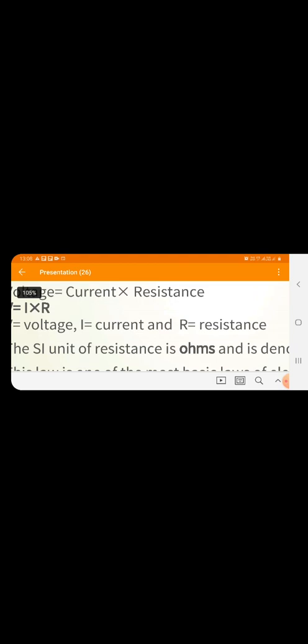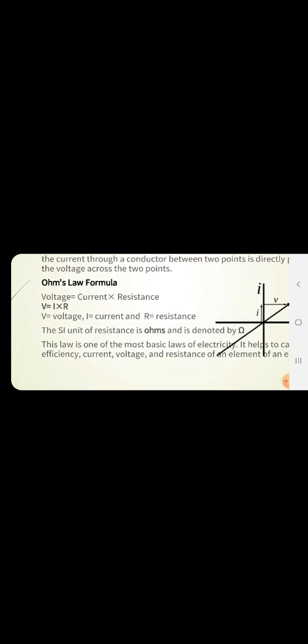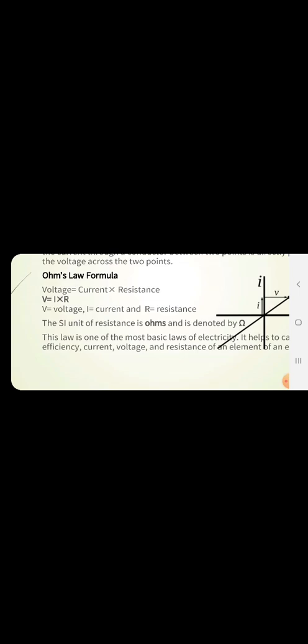So from this relation, V is equal to IR stands as a very suitable relation for any problems in which you need to find the current or resistance. If two terms are known, that means R and V are known, then you can find out I, or sometimes V and I are known, you can find out R based on this relation, right? So you see this figure.